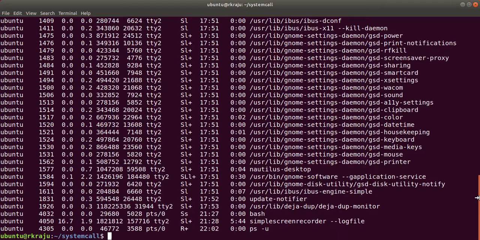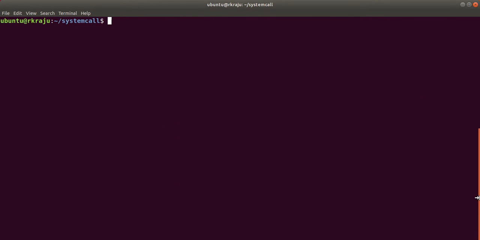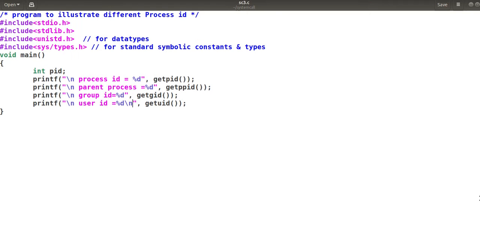Now let us learn the first program about system calls, and in this case it illustrates the detailed information about different process IDs. Observe this program. This is a program to illustrate different process IDs. The first important point to remember is, when you want to run these system call programs, there are two header files which are very important and essential.